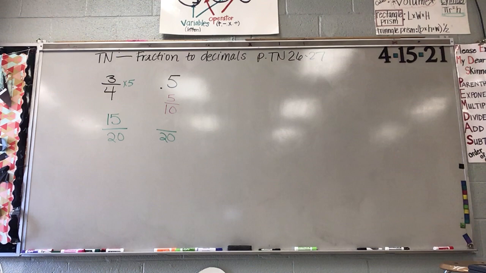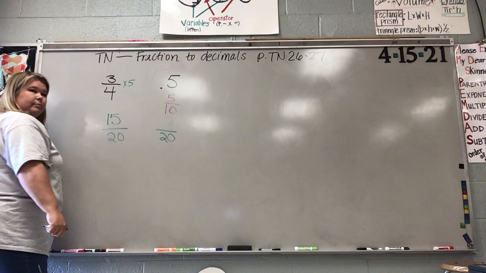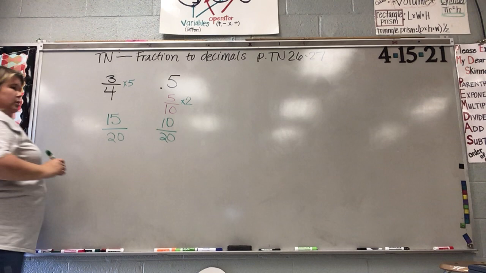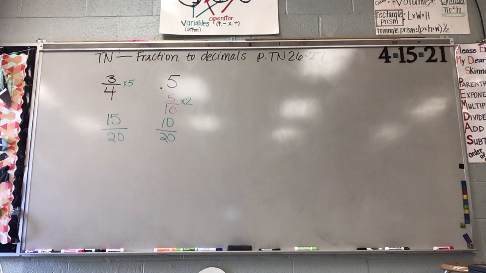So what did I do to 10 to get 20? Times by 2. So what have I got to do to 5? Times by 2. 10. So it's 10. So can this be easily compared? If I have 15 out of 20 pieces, or if I have 10 out of 20 pieces, who is the larger amount? Yes, sir. So 3/4 is greater than 5/10.